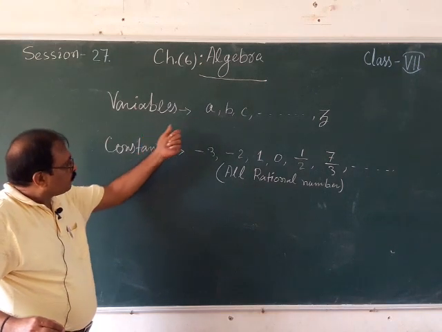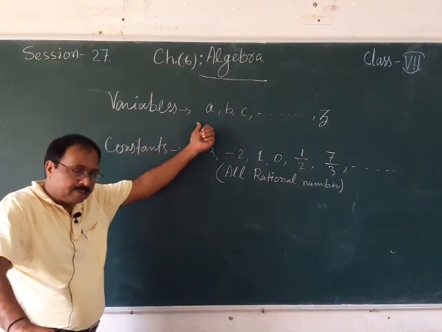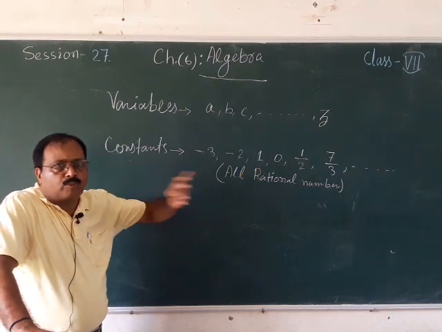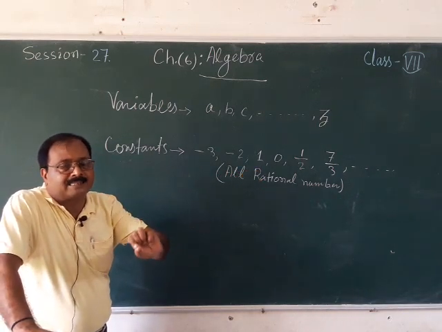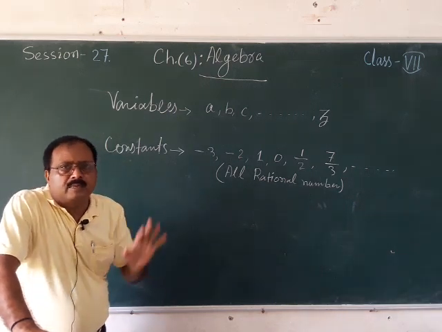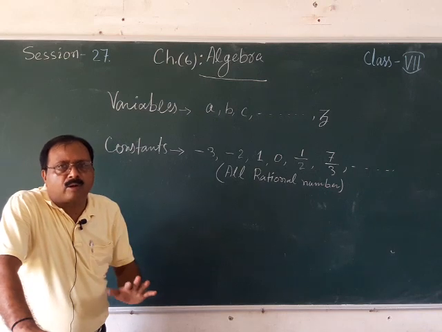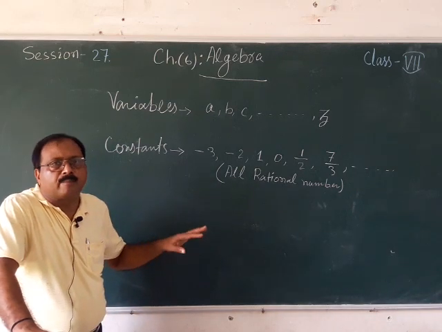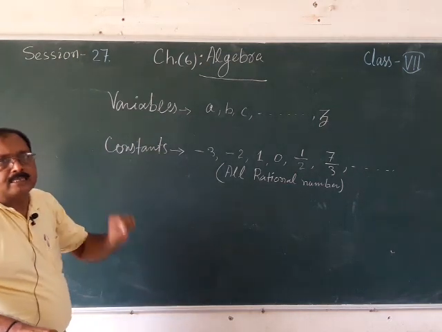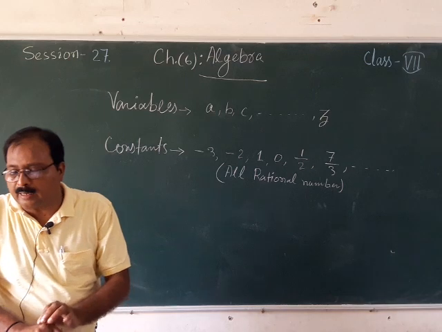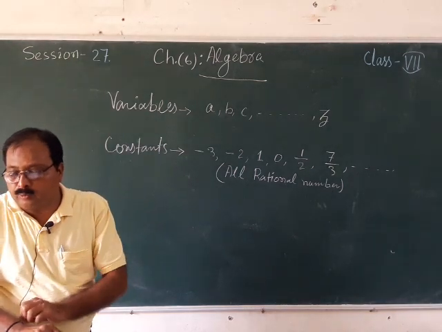Variable means all English alphabets, and constant means whatever number you are using in maths, in arithmetic, 1, 2, 3, or the numbers may be in decimal form or fractional form. Any form of number is known as a constant. That means the terms which have a fixed value. Constants are fixed numerical values.